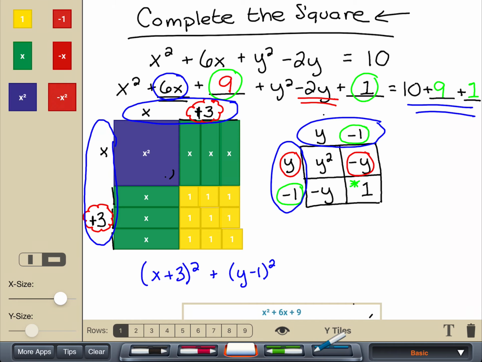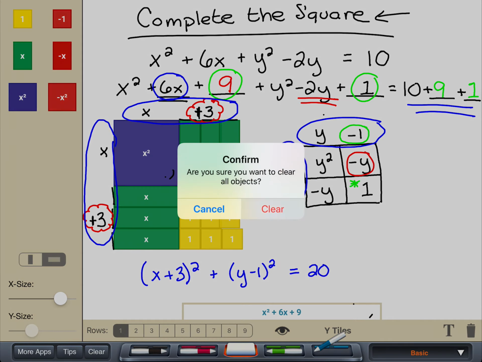And then finishing this off, 10 plus 9 plus 1 is 20. So then that would be the equation of your circle. Okay, I'm going to show you one more.